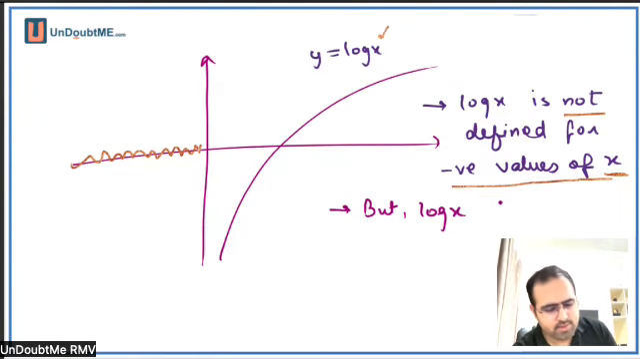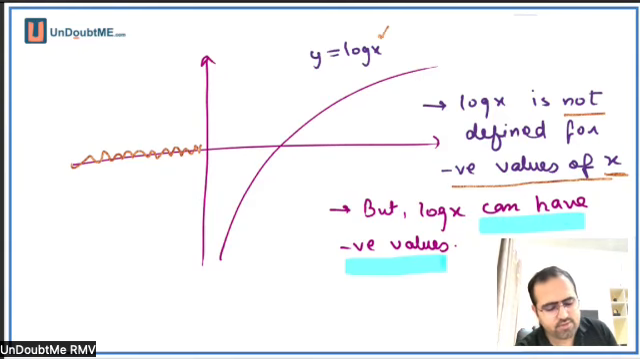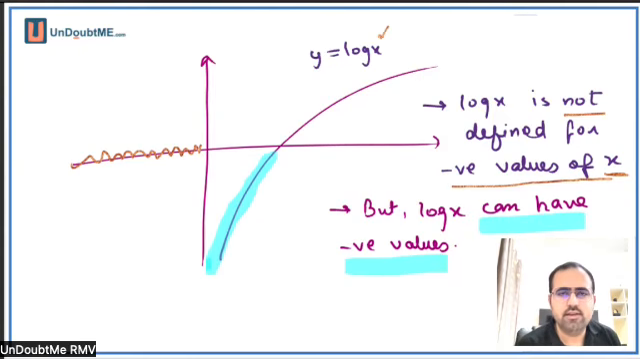log x can have negative values. It is evident from the graph. You can see this portion of the graph, it is all negative y values. And then if you remember, I told you that log of 1 is always 0 irrespective of the base. So this is that point 1 comma 0. It will be there in all types of log functions.